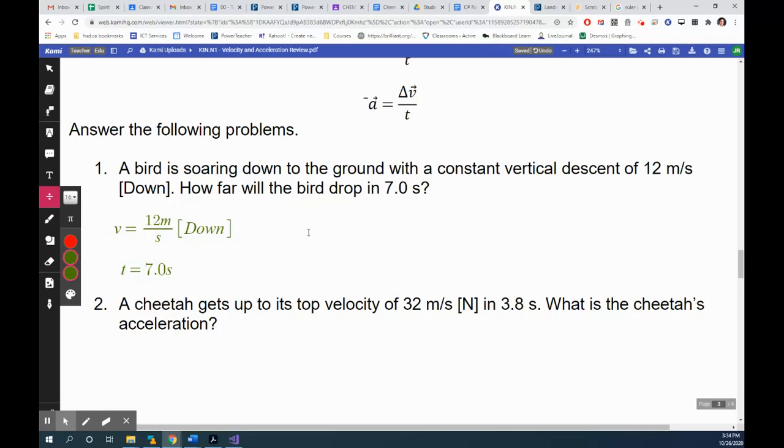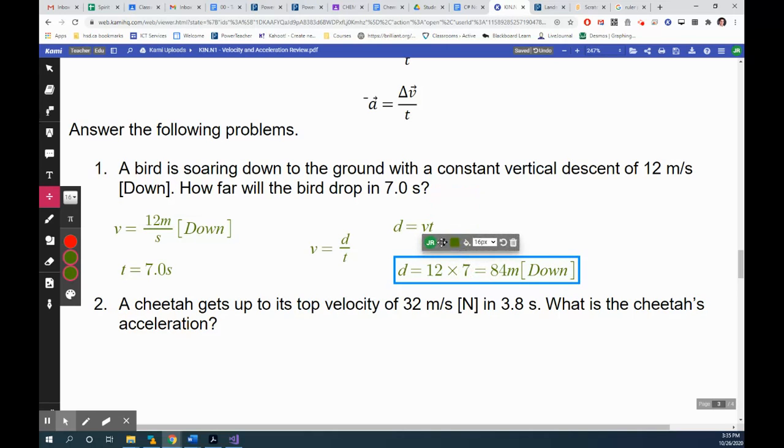And so what we're going to use is v equals d over t. And if we reformulate that, we're going to get d equals vt, multiplied by t. And that's if we reorient the formula. And so using that, we get d equals 12 times 7. And that gives us 84 meters in the direction, down. Okay, so there's our answer.